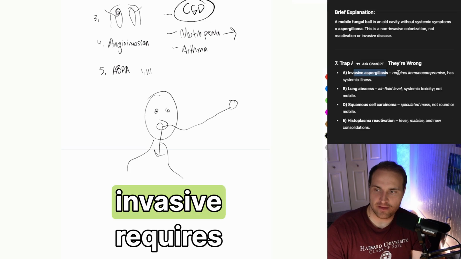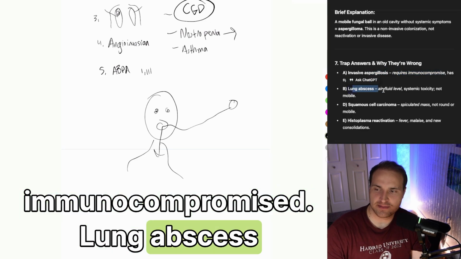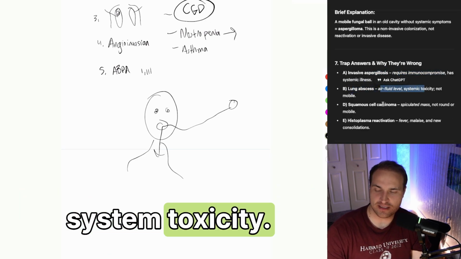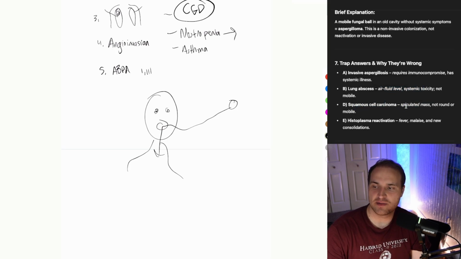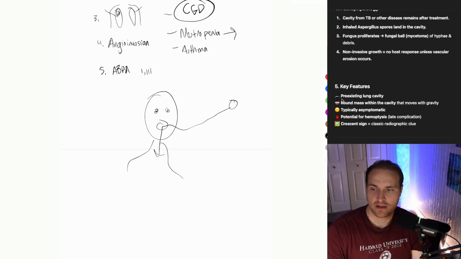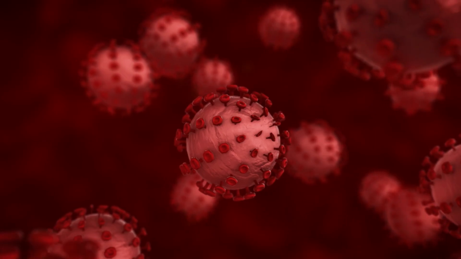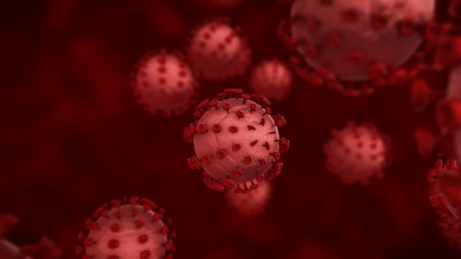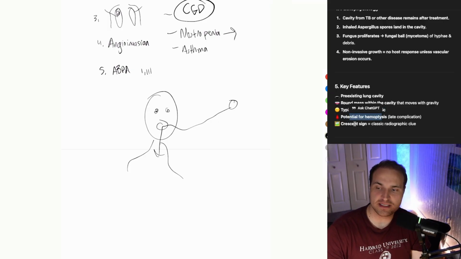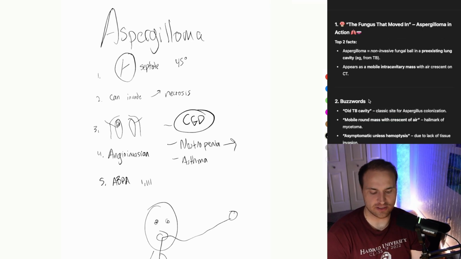That's the reason why. Invasive requires immunocompromise. Lung abscess would be air fluid level, systemic toxicity. Squamous is a spiculated mass, not round. And histo reactivation would be fever, malaise, and new consolidations. So if you see a pre-existing lung cavity, round mass that moves with gravity, typically asymptomatic, but you have potential for hemoptysis and a crescent sign, you should be thinking Aspergilloma.